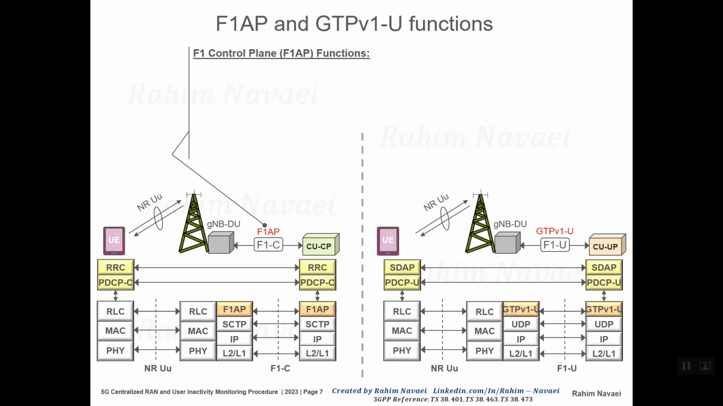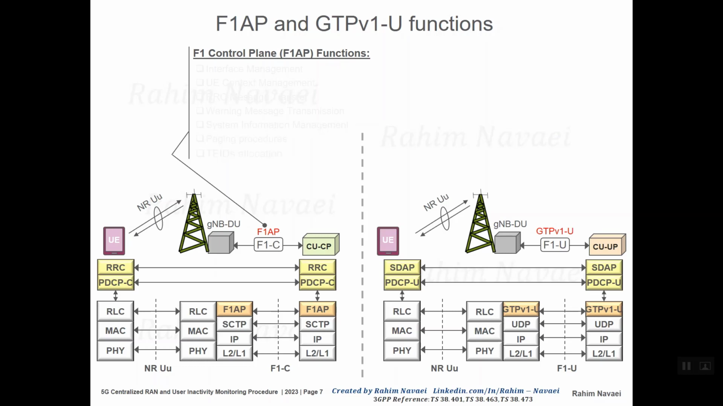Here we can see the main functions of F1AP. First of all, interface management, user equipment context management, radio resource message transfer, warning message transmission, SI or system information management, paging procedures, and finally tunnel IDs allocation.